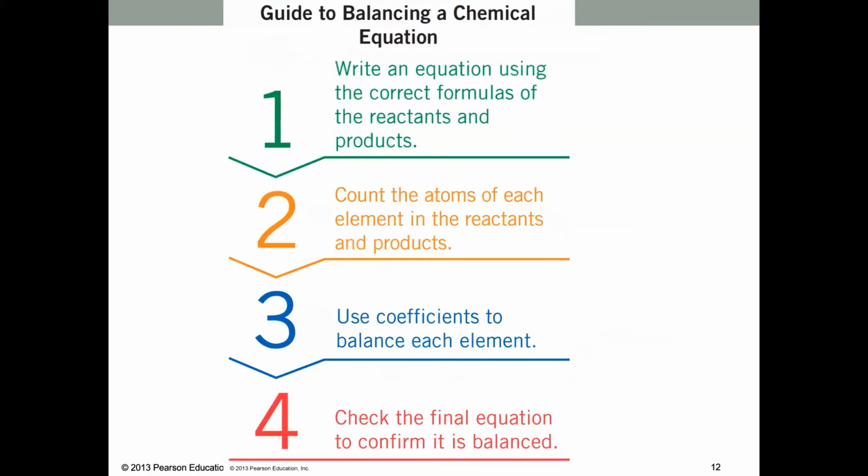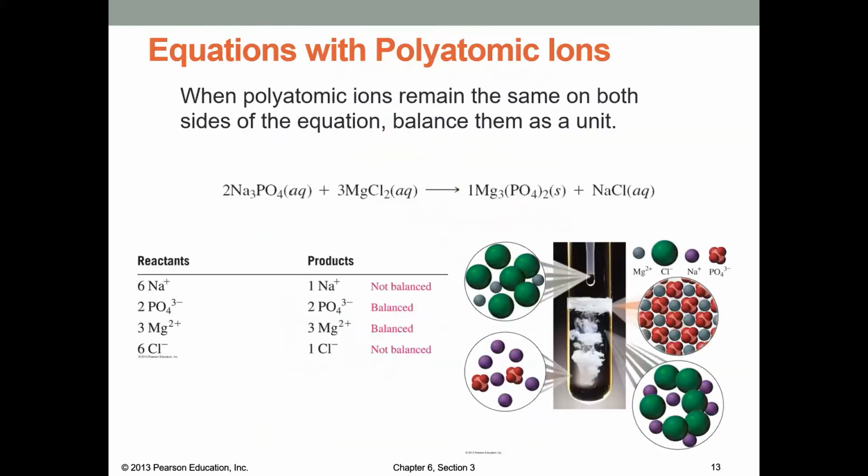There will be instances where we have to actually balance the chemical equation. And in this case, the big thing that you have to do is write the equation using the correct formulas for the reactants and the products. Make sure everything is above board and looks good to start with. Then you're going to count the number of atoms of each of the elements, okay, in the reactants and products. You're going to make your chart. Then we're going to use coefficients to balance each one. And then we'll just double check to make sure we're good.